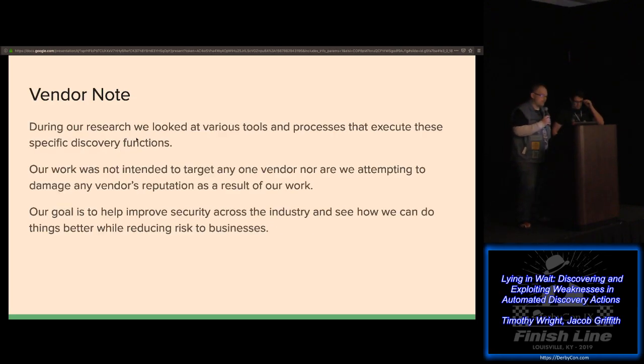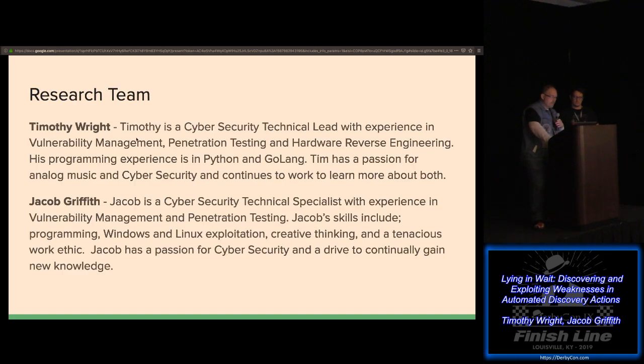So real quick too, as a vendor note, as we were doing our research for this, we were looking at a lot of different tools that do these types of functions. We were in no way trying to target single vendors as we were going through our work. We were just trying to look at what tools were doing this and kind of feeding into our research project. So our goal here is to help improve security across the industry and see how we can do some things better.